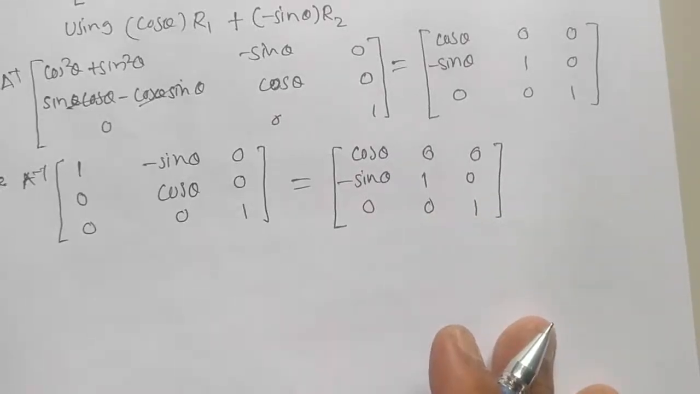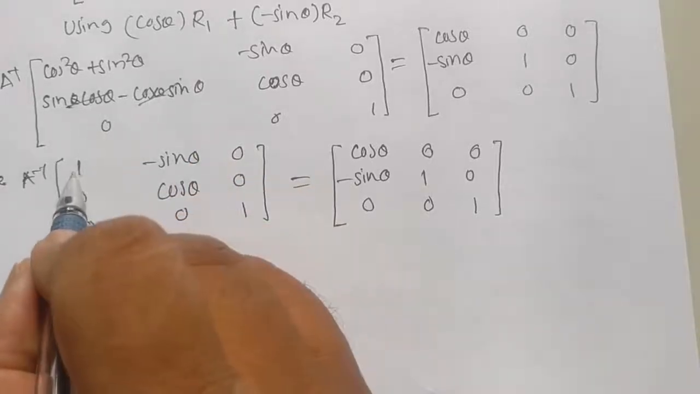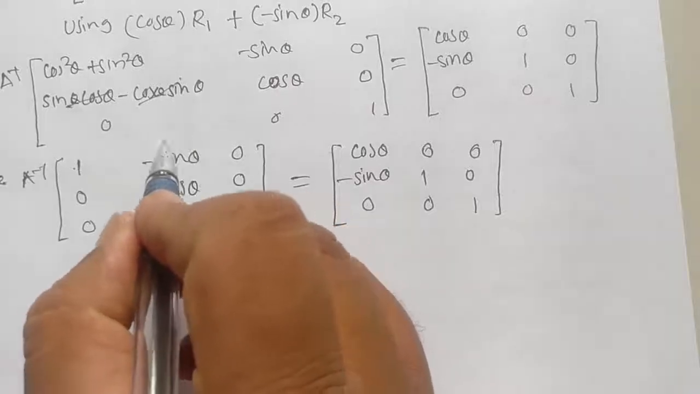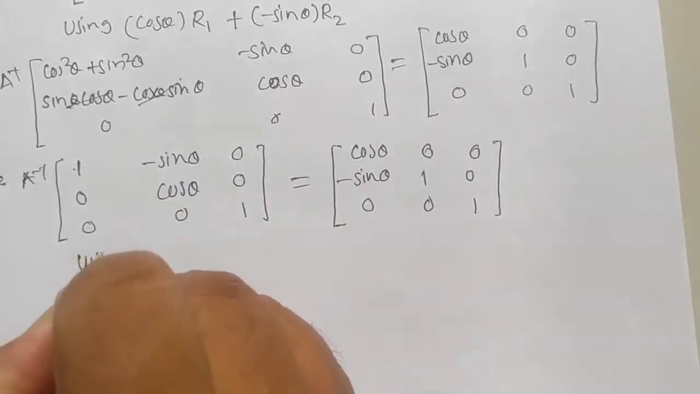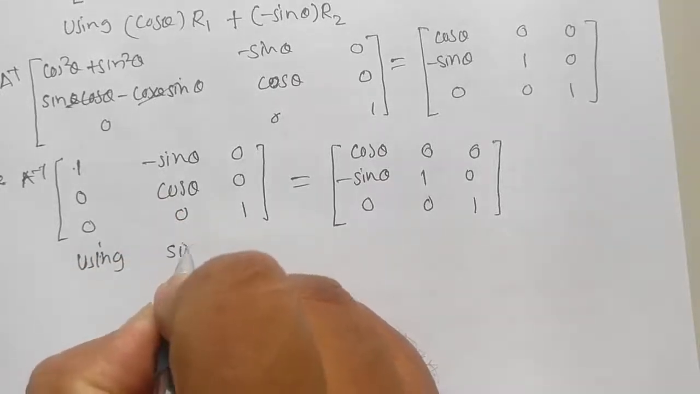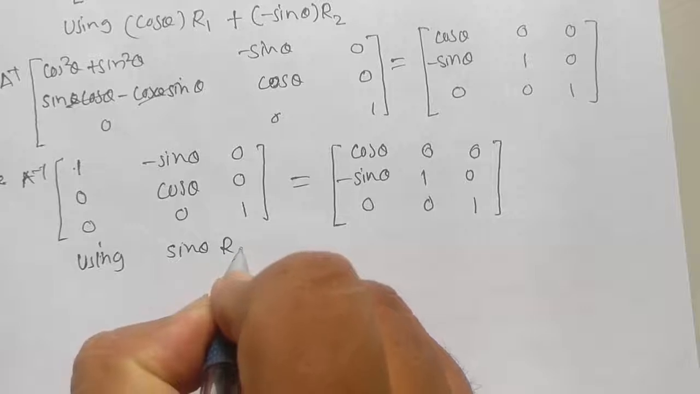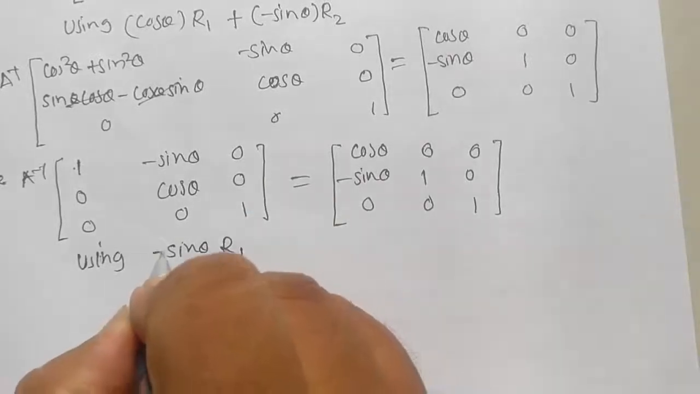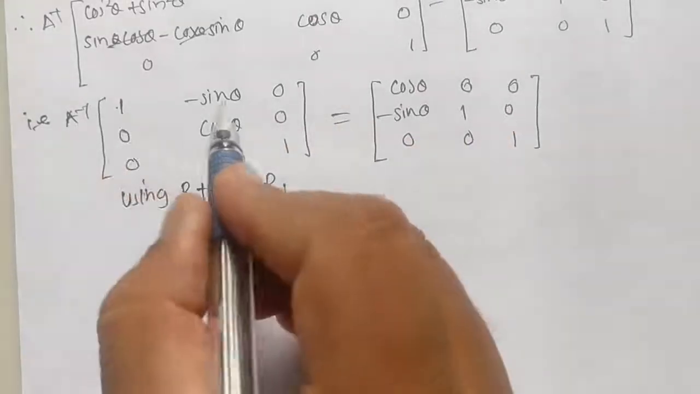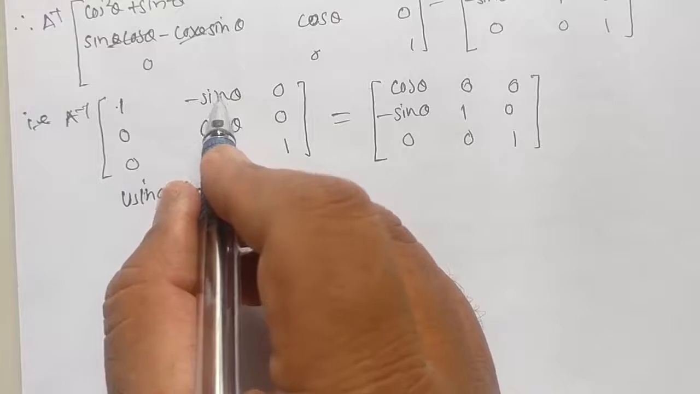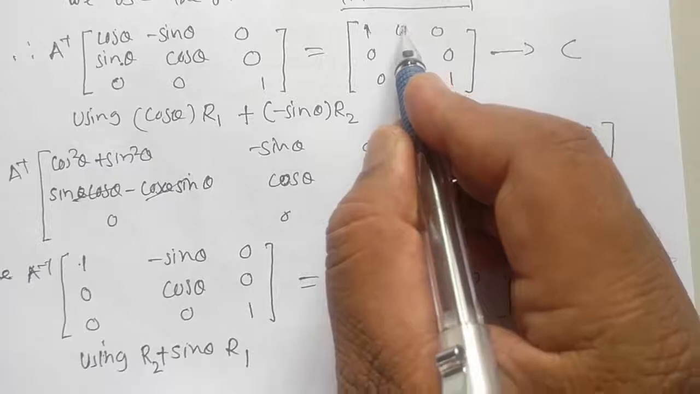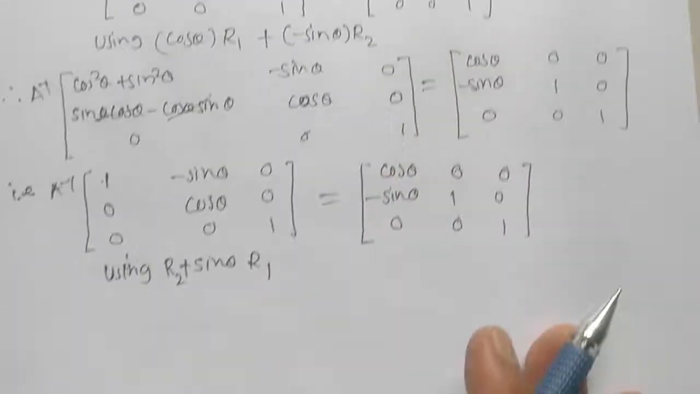Now we multiply by sin theta to the column number 1 and add with this. So this element becomes 0, using sin theta into row number 1 and adding with row number 2. So this becomes 0. We want to convert this into an identity matrix. So the first element is 1, the second element should be 0, the third element should be 0.